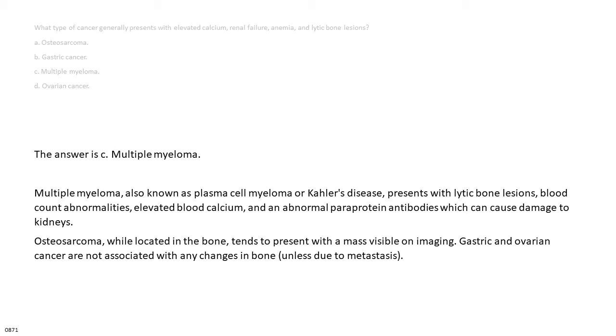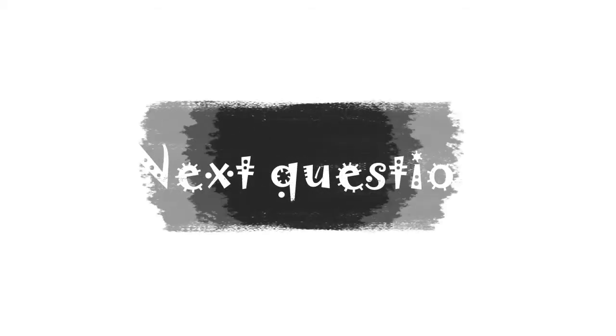Multiple myeloma, also known as plasma cell myeloma or Kahler's disease, presents with lytic bone lesions, blood count abnormalities, elevated blood calcium, and abnormal paraprotein antibodies which can cause damage to kidneys. Osteosarcoma, while located in the bone, tends to present with a mass visible on imaging. Gastric and ovarian cancer are not associated with any changes in bone, unless due to metastasis.